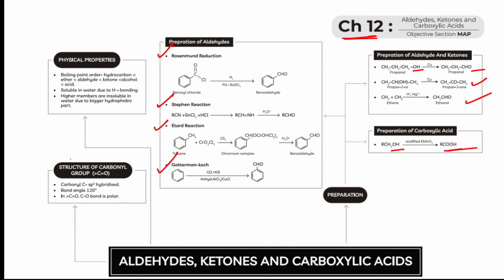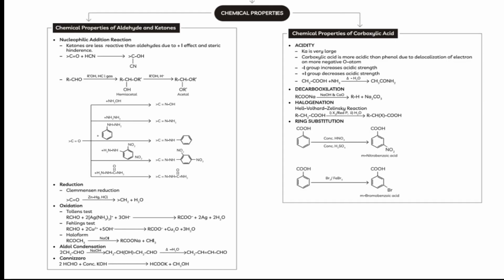Preparations are over. Then what is the structure of the carbonyl group? What is the bond angle? Then your boiling point order, the reason is given here. Solubility is discussed. Then insolubility, why it is insoluble, is also discussed. All the preparations are over. Name reactions are over. Now we are gradually coming to the next topic, chemical properties.